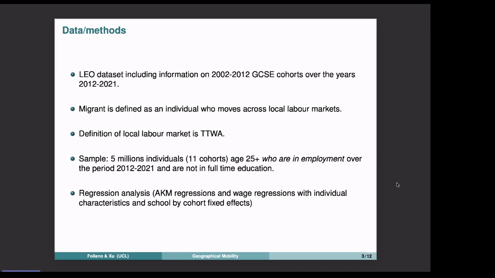Finally, in terms of methods, very similar to what Joey has already presented, we will use some results from AKM regressions in order to present some descriptive analysis, and then we will use estimates from wage regressions that include individual characteristics and school by cohort fixed effects. This is to try to absorb as much heterogeneity as possible and obtain an estimate of the migration premium.